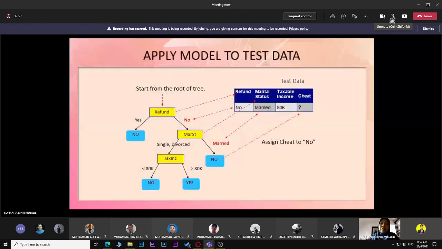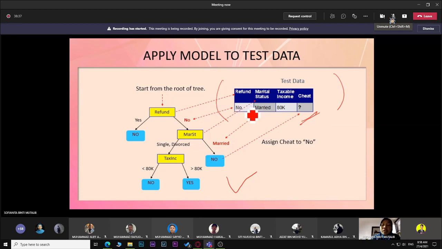Okay, right. So let's have a look at this data, at this method, this model. So after you have developed the model, how are you going to use it? Okay, so you have the model given here, and this is new data, and you want to predict or classify whether this person is cheating or not. So let's have a look at the values of the record.